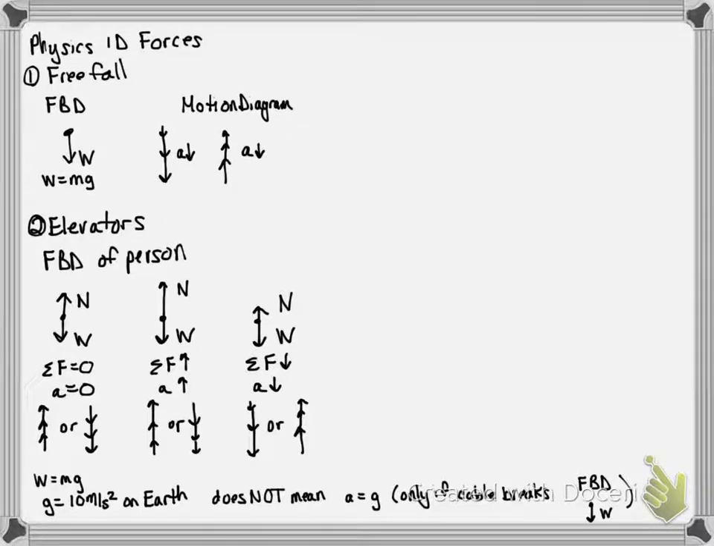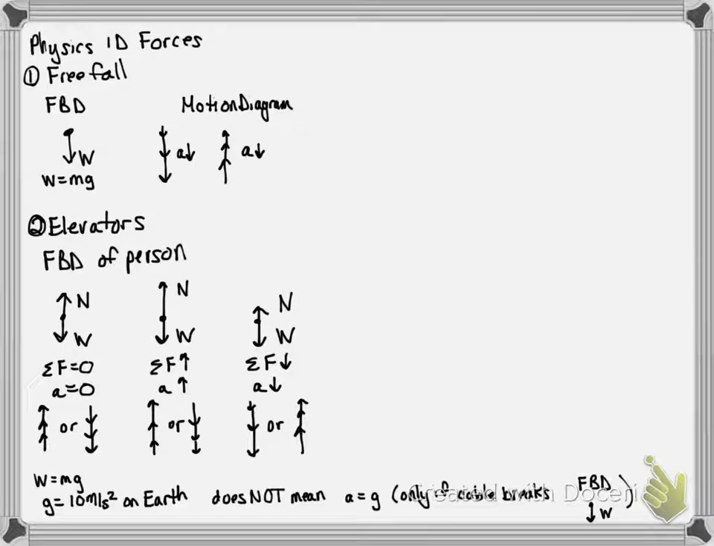Otherwise, it may read greater than your weight or less than your weight. That weight vector on our free body diagrams is, of course, W equals mg, and if we're on Earth, or near Earth, g is 10 meters per second squared in that calculation. Just because we calculate the weight using 10 meters per second squared does not mean that the object or the person is accelerating at 10 meters per second squared.